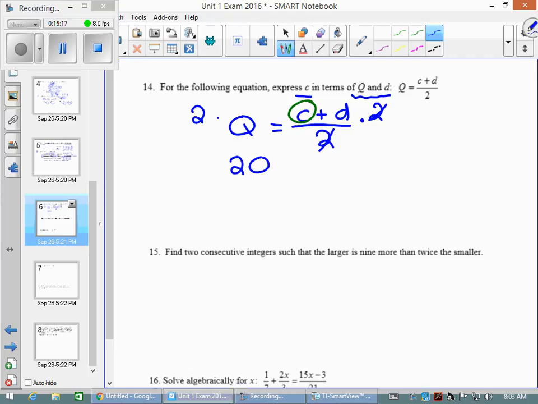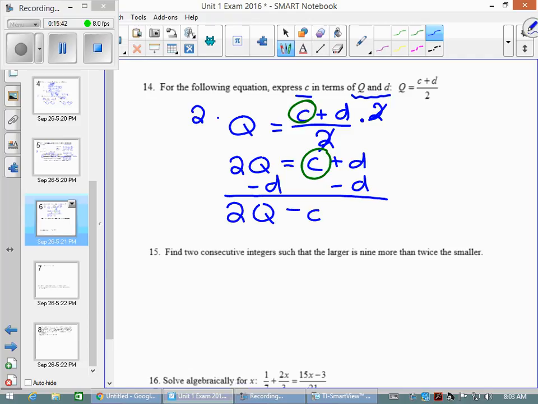Again, I want to isolate this c, so I want to get the c by itself, so I need to move this plus d. To move my plus d, the inverse is to subtract d. And what I do on one side, I'm going to do on the other side. Now, we can't actually subtract 2q minus d, so we're going to just leave it like that, 2q minus d. And over here, these cancel out, so we get c by itself. Now, always double check. Express c in terms of q and d. So we have c by itself, and it's in terms of q and d. So this is your final answer.